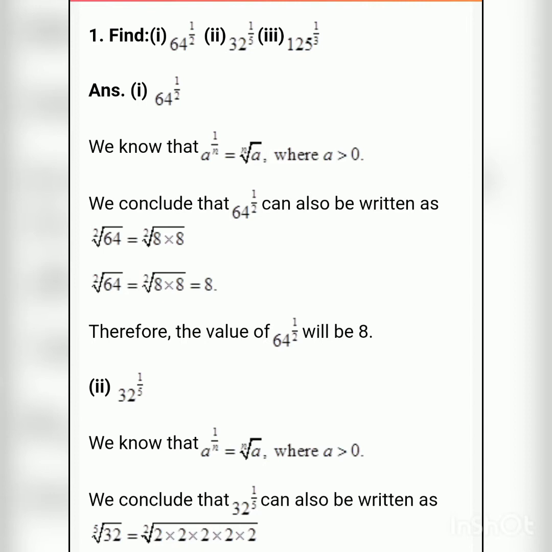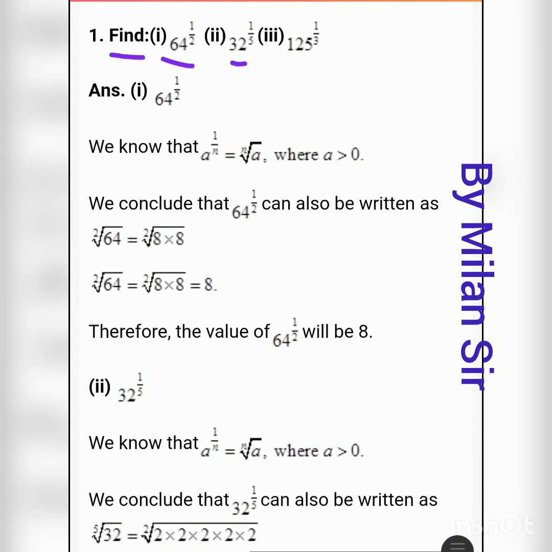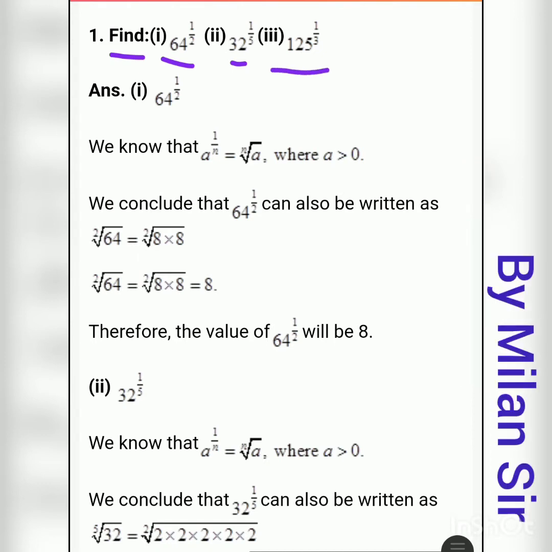Okay, so let's start with question number 1. Find 64 raised to 1 by 2, 32 raised to 1 by 5, 125 raised to 1 by 3. So let's solve this question one by one.